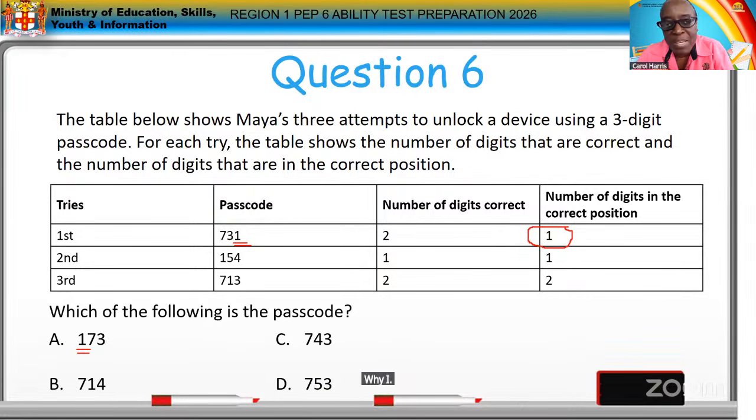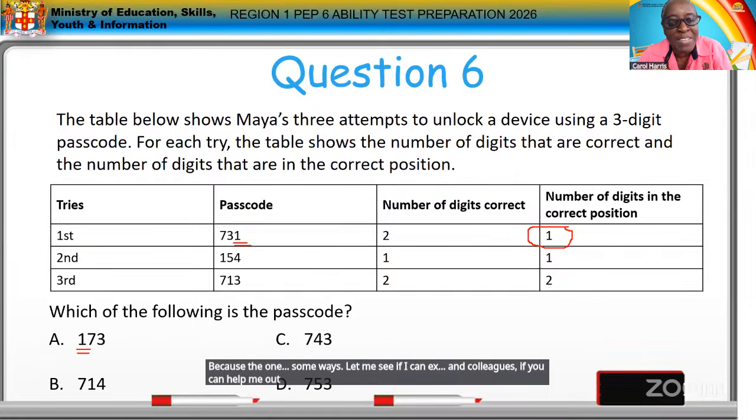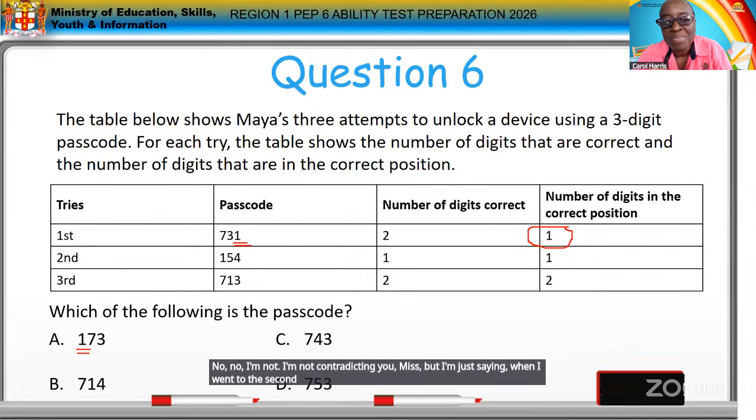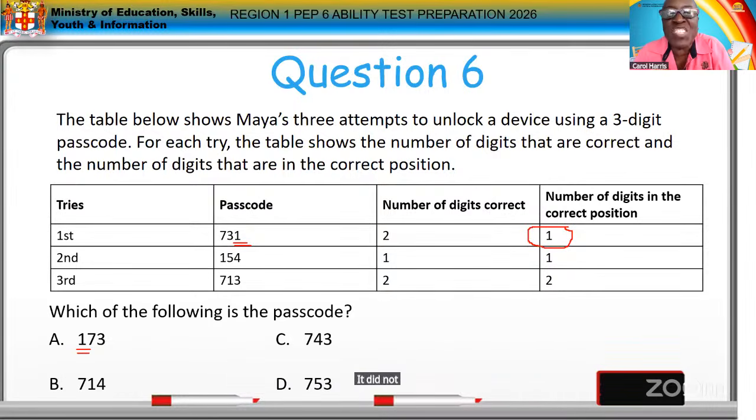So, miss, let me see if I can, and colleagues, if you can help me out, I'm not contradicting you, miss, but I'm just saying, when I went to the second one, it said 1 is in the correct position. It did not say that means digit 1 comes in first at the second one, because that's the only one that is... Please. Nice to be here, miss.